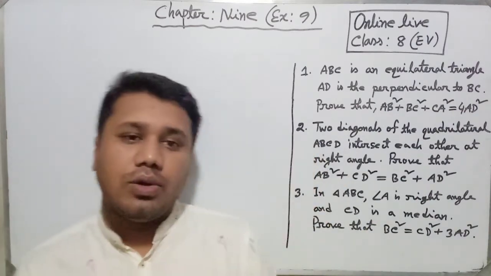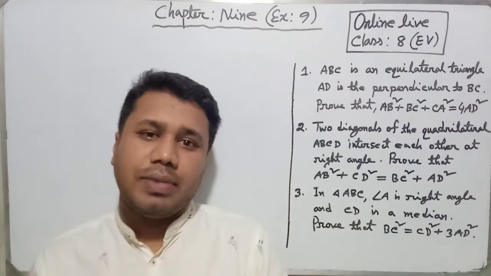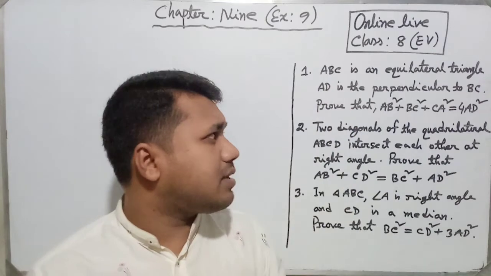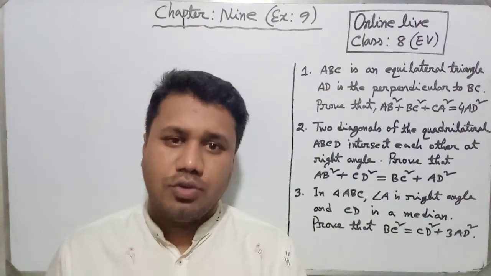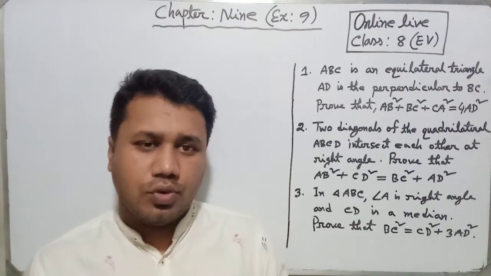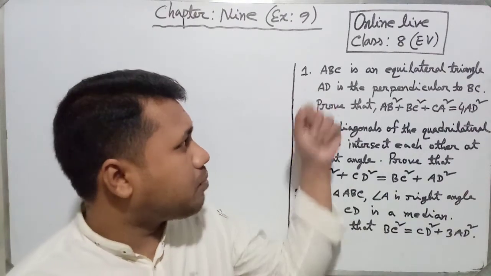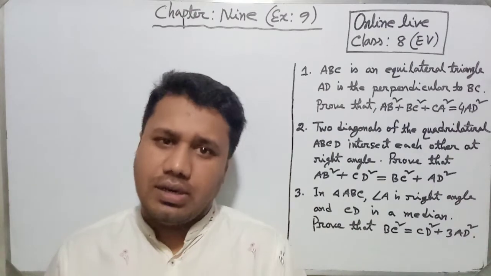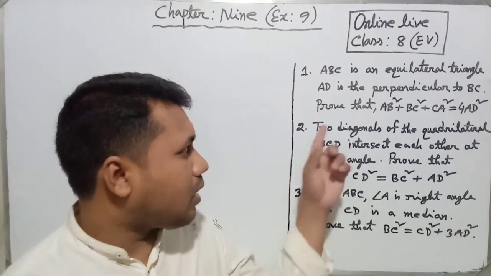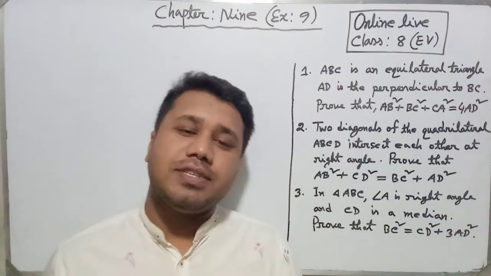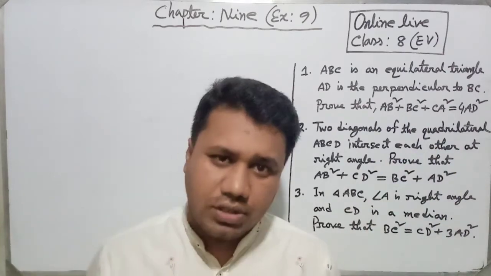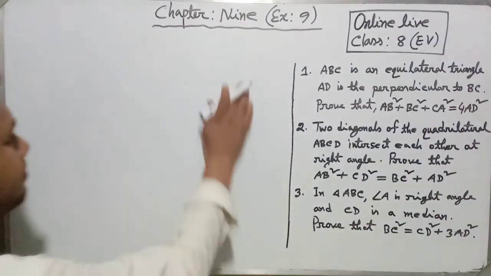Now problem number 1, look. Problem number 1 in your math books, some mistake you will find. ABC is an equilateral triangle, but in your math book it is written ABC is a right angle triangle. So you have to make some correction. You have to write ABC is an equilateral triangle. Okay, now look, AD is the perpendicular on BC. Now prove that AB square plus BC square plus CA square will be equal to 4AD square. Now dear students, at first we have solved it.